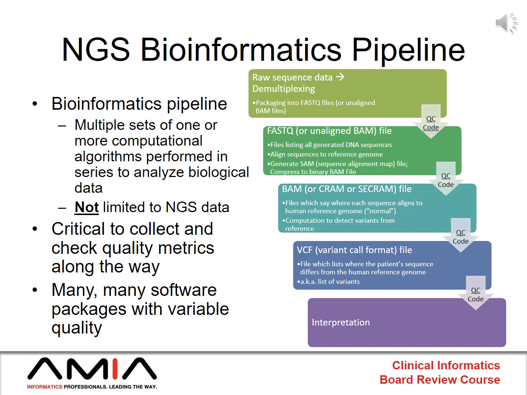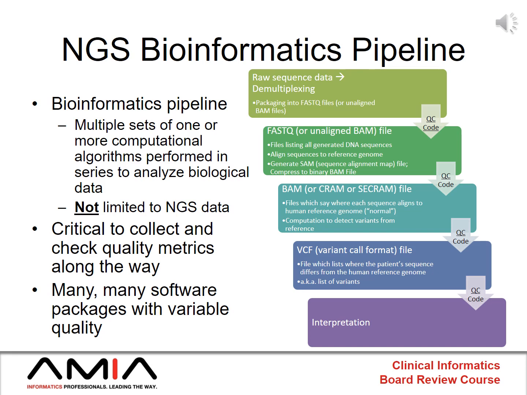FASTQ and unaligned BAM files are files which list all of the generated DNA sequences that you got from the patient sample. The bioinformatics pipeline will then align those sequences to the human reference genome and generate a sequence alignment map or SAM file, and then compress that file into a binary version, which is called a BAM file. The BAM file, and other versions called CRAM files, are files which say where each sequence that was generated aligns to the human reference genome.